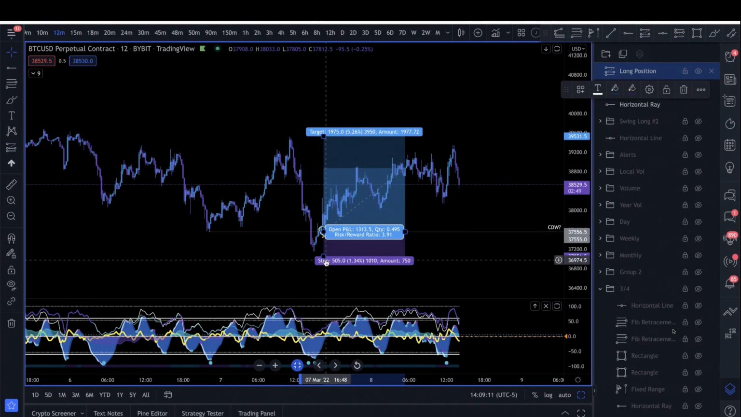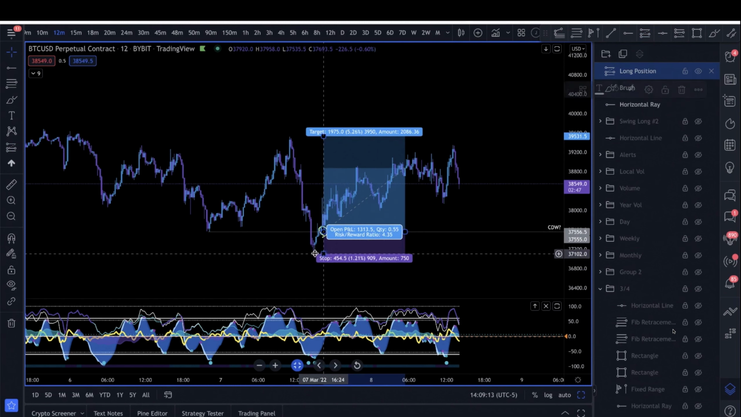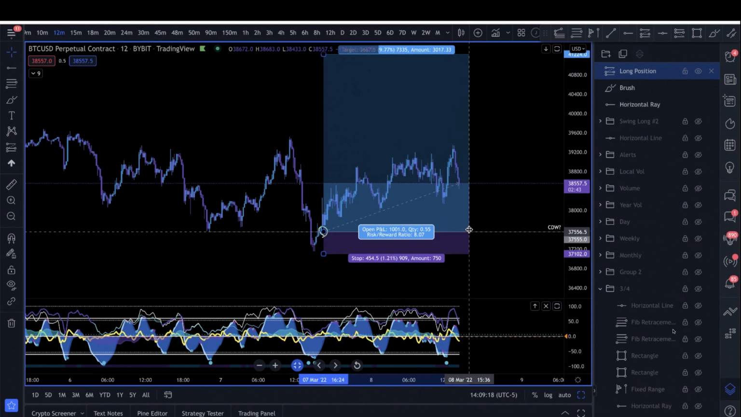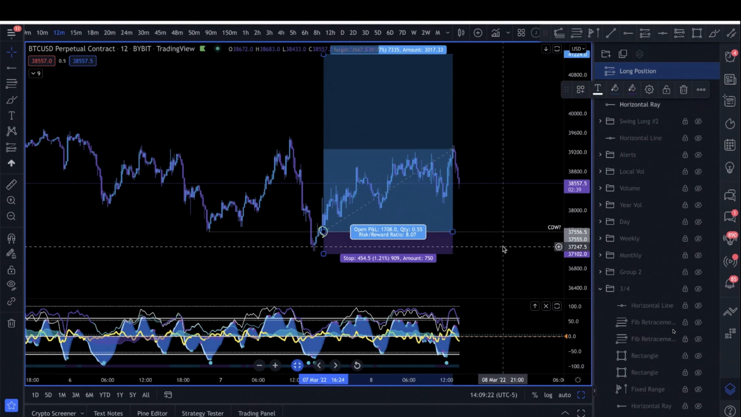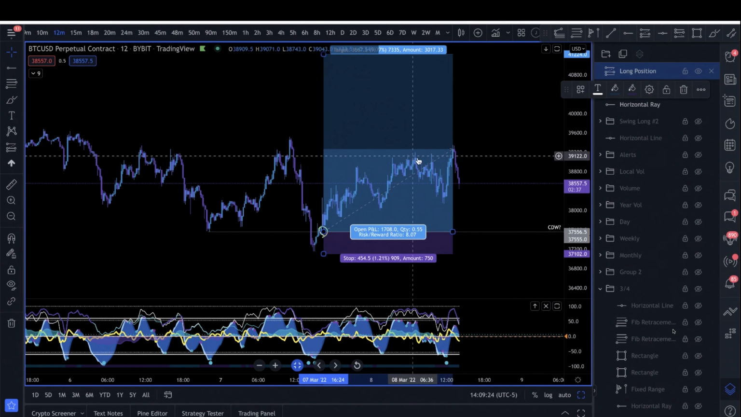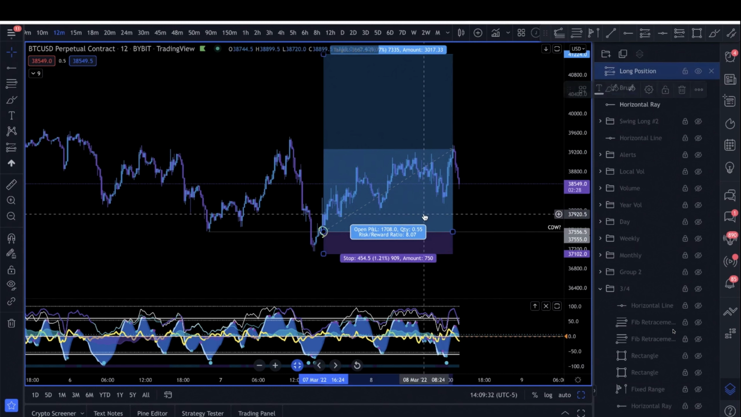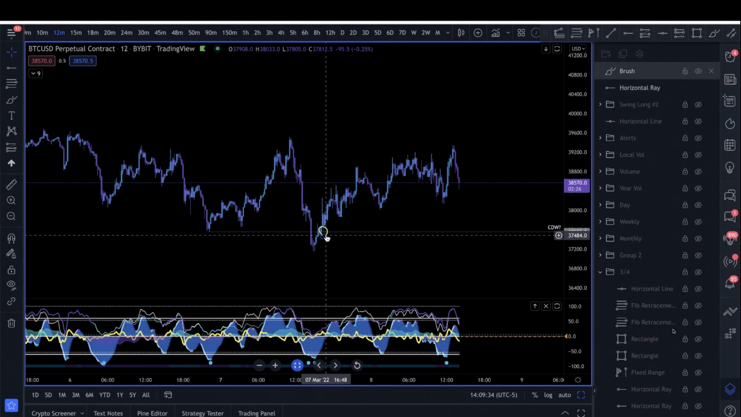Basically, stop loss below that last low and targeting the top of the range. Which, are we going to get there? I don't know. Obviously, we've hit take profits. I've taken profit 1 from this trade earlier this morning around this area here. But basically, let's take a look at what was happening on the order flow and why we would have gotten into this trade.